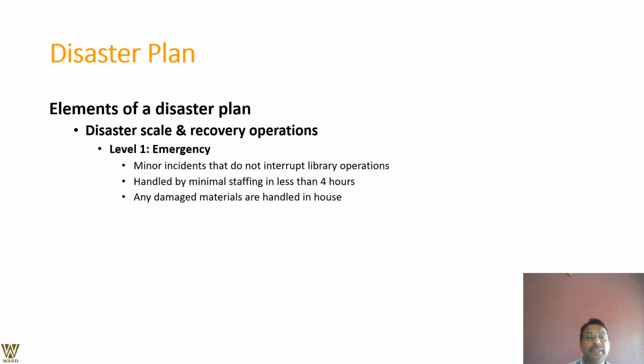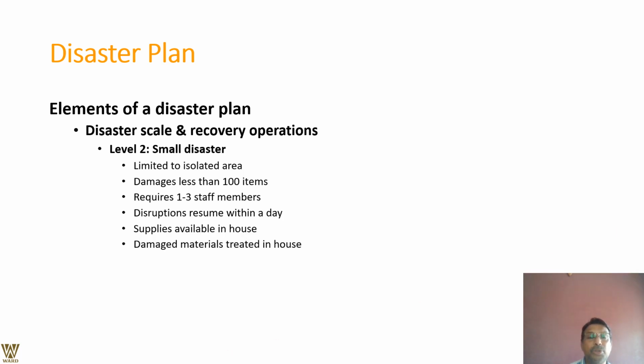Elements of disaster plan, disaster scale and recovery operation. Level 1 is emergencies, minor incidents that do not interrupt library operation, handled by a minimum of staff in less than 4 hours. Any damaged material that can be utilized then and there. So these are where your disaster plan goes around.